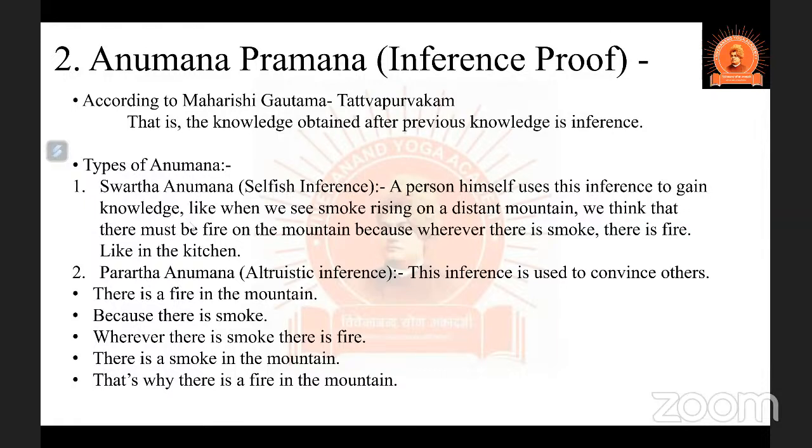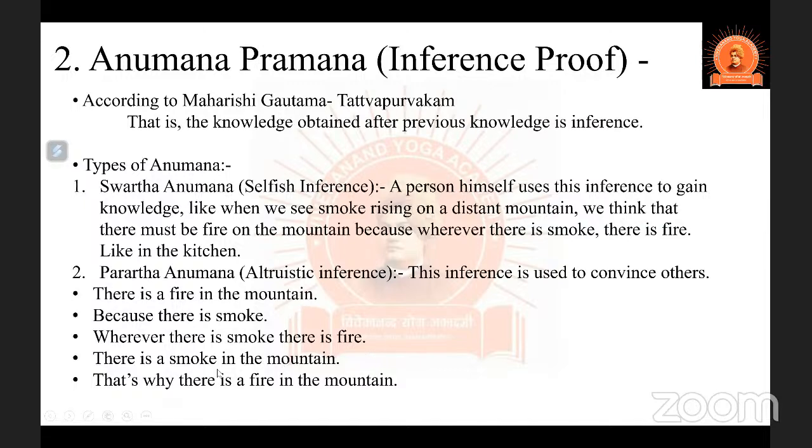For our own knowledge, to make ourselves convinced, we think in that way. Taking the same example, if you are trying to convince others and prove to others with those indications present in the environment, it will become parartha anumana. You are asking others to accept that particular inference. The example will be the same: there is a fire on the mountain because there is smoke. You are telling that there should be a fire on the mountain because there is smoke over there. From those two sentences we give the conclusion that wherever there is smoke there is fire.